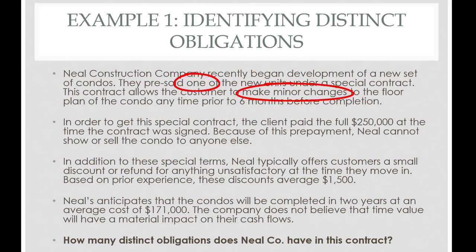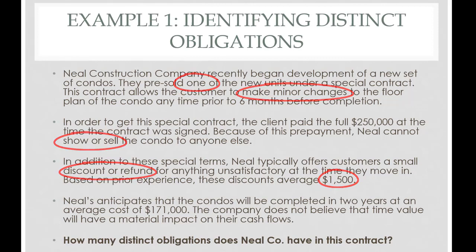They've got this flexibility. In addition, we've agreed that we won't sell or even show this condo to anybody else. That spot will be theirs. Finally, just as a general policy, Neal typically offers customers a small discount or refund for anything that's unsatisfactory. Those discounts usually average about $1,500, and this pre-order would also get that promise.